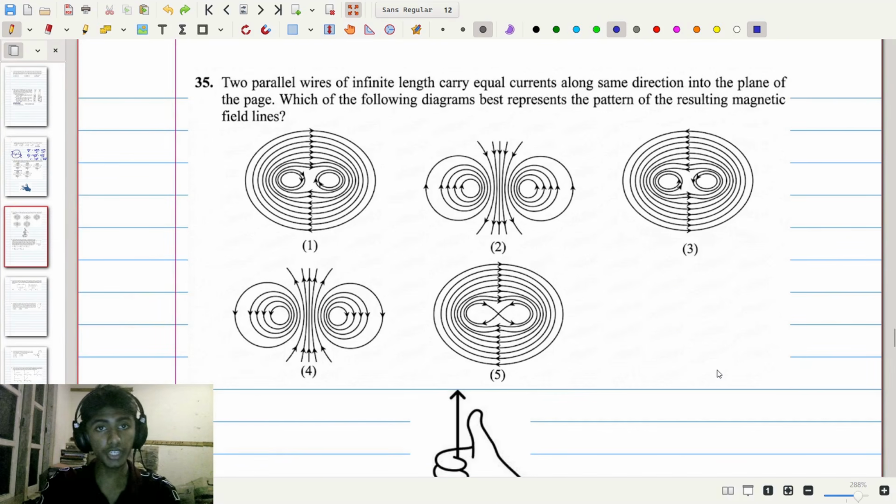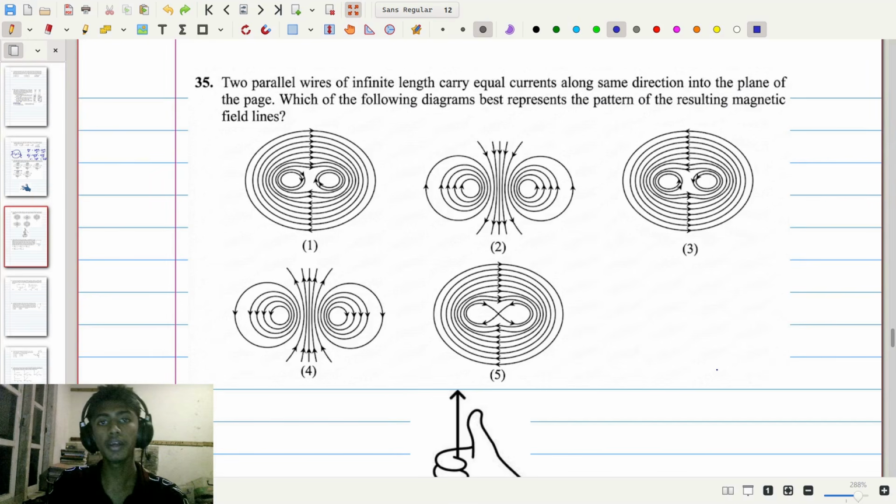Next, if you consider question 35, it says, two parallel wires of infinite length carry equal currents along the same direction into the plane of the page. Given this, they ask us which of the following diagrams best represent the pattern of the resulting magnetic field lines.